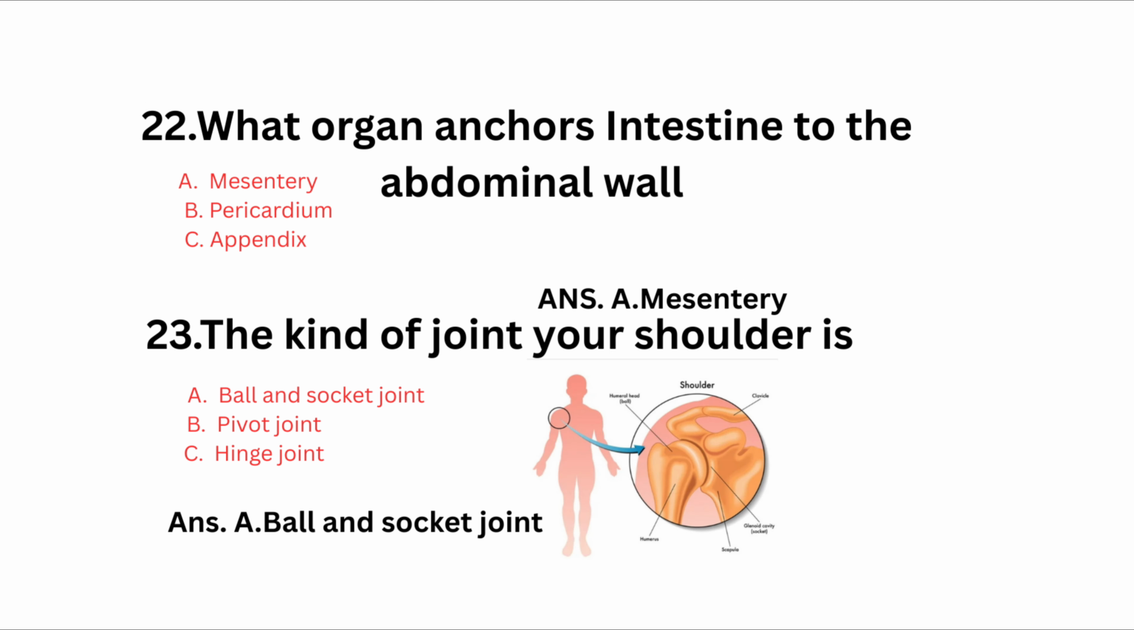Question 23. What organ anchors the intestine to the abdominal wall? A, mesentery, B, pericardium, C, appendix. Answer A, mesentery. Question 24. The kind of joint your shoulder is? A, ball and socket, B, pivot joint, C, hinge joint. So the correct answer to this question is A, ball and socket joint. The shoulder joint is like one part looks like a ball, another one fits into a socket.